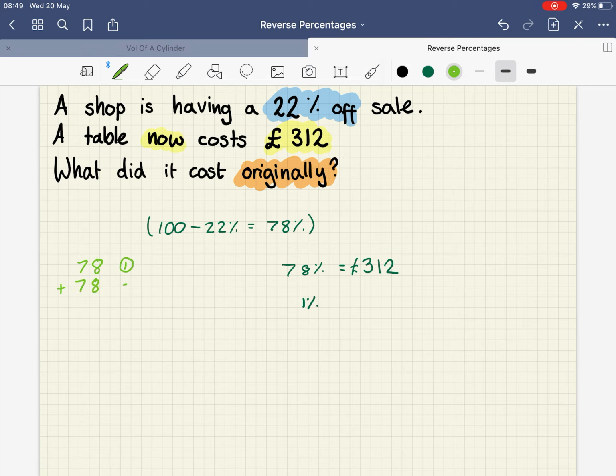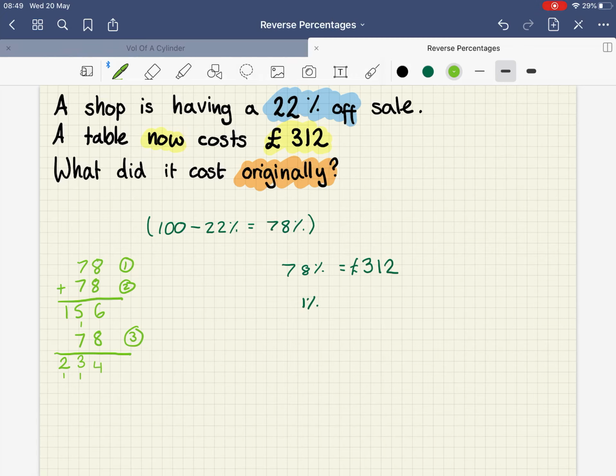So that's my first one, that's my second. So 8 add 8 is going to be 16. 7 add 7 is 14, add the 1, that's going to be 15. Then I'm going to add on another 78. So this is my third one. So 8 add 6, that is going to be 14. And then 5 add 7 is 12, add the 1 is 13. And then 1 add that, carry on, it's going to be 2.